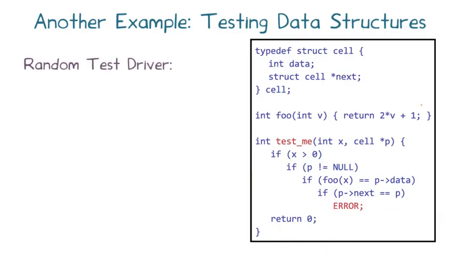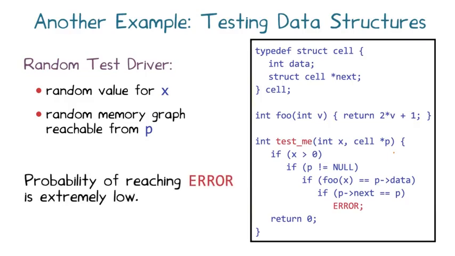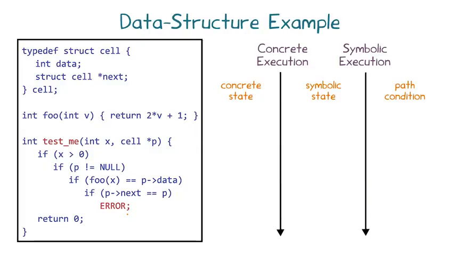A typical random test driver would do the following. It would generate a random value of x and a random memory graph reachable from an initial pointer p to give to testMe, filling in random values for the data field in each node. The probability that even the third condition, foo of x equals p.data, is true is extremely small. In fact, it's 0 if p.data is even, so it's highly unlikely that the error in this function would be caught by a random tester.